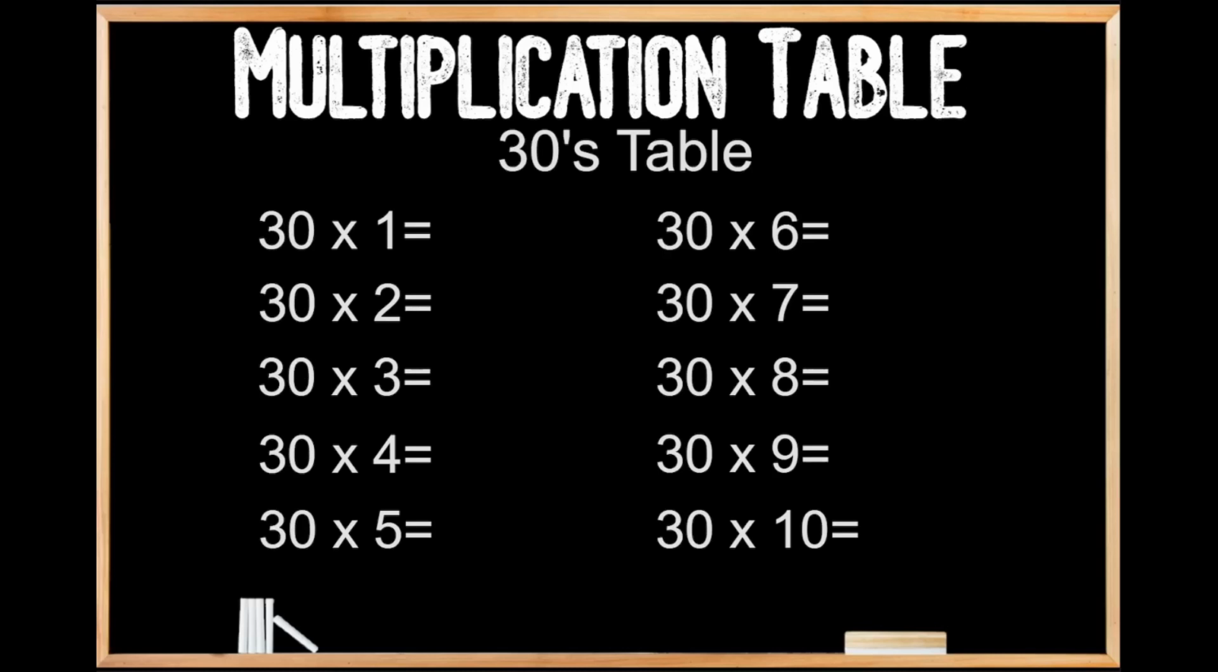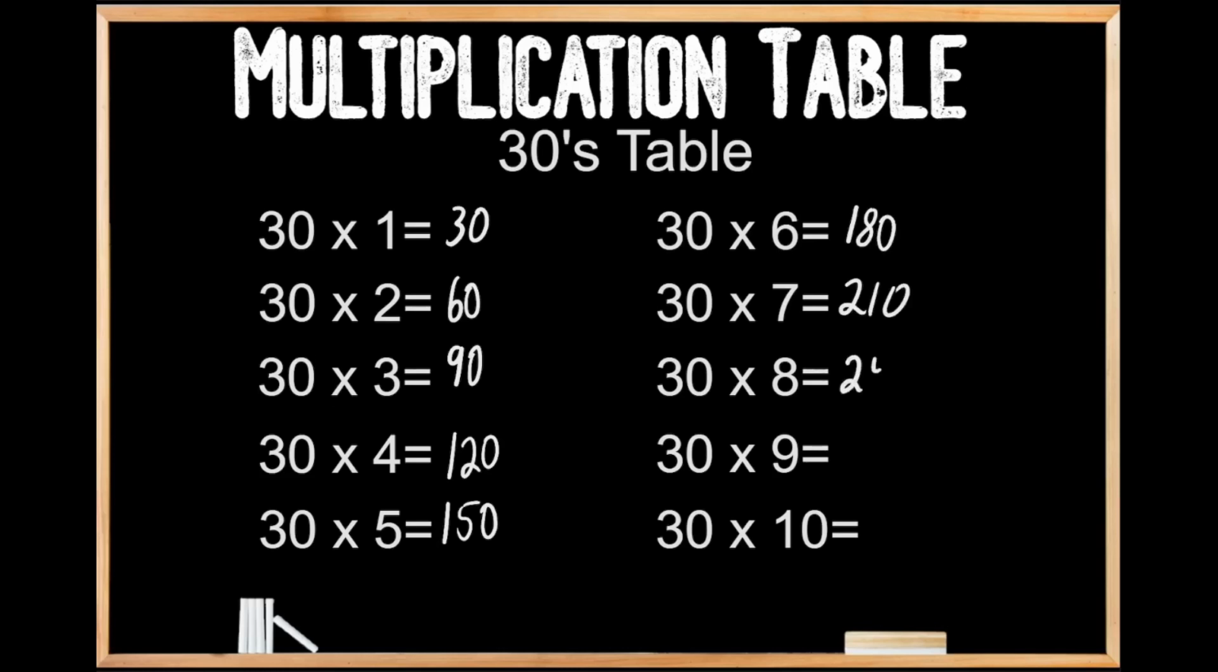30's table. 30 times 1 is 30. 30 times 2 is 60. 30 times 3 is 90. 30 times 4 is 120. 30 times 5 is 150. 30 times 6 is 180. 30 times 7 is 210. 30 times 8 is 240. 30 times 9 is 270. And 30 times 10 is 300.